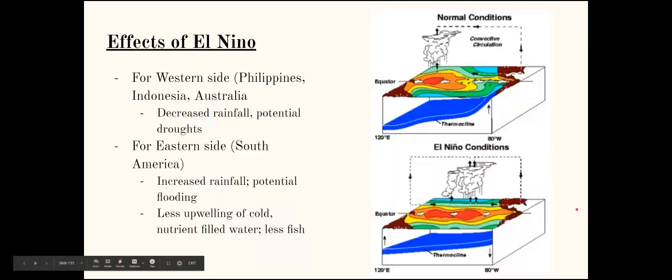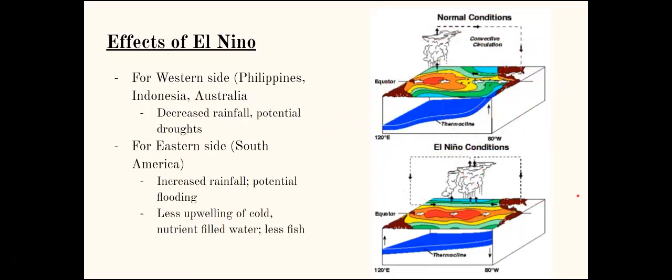Now, the effects of this, to start, make sure you're comfortable looking at this. We're going to be doing a little activity in class where we're going to be coloring a thermocline, which is going to show us the temperatures of waters. Notice how in normal conditions, the warm water is more towards Australia, whereas in El Nino conditions, the warm water is moving towards the Americas.